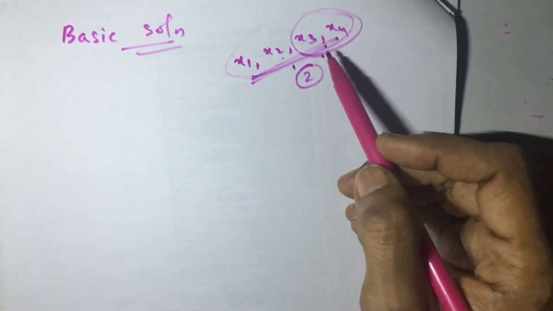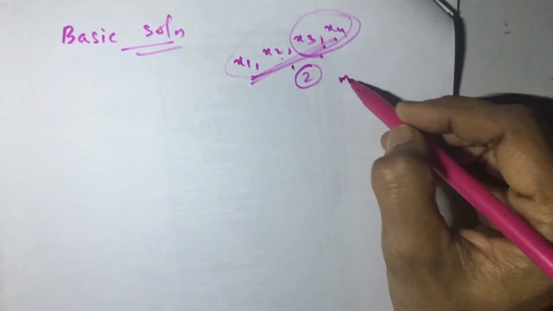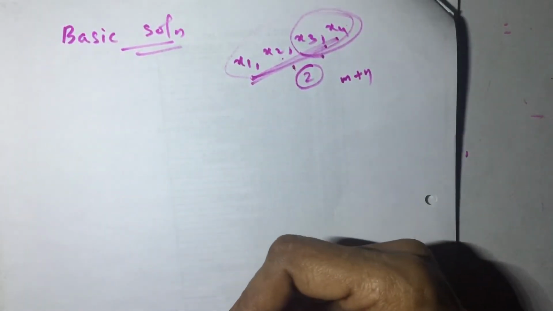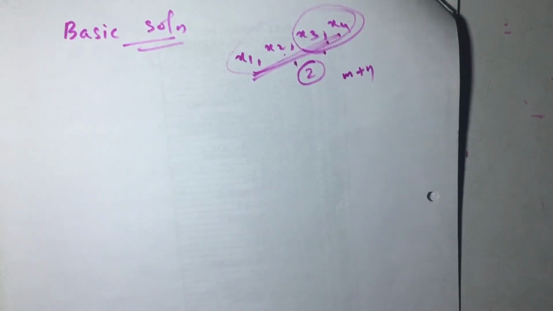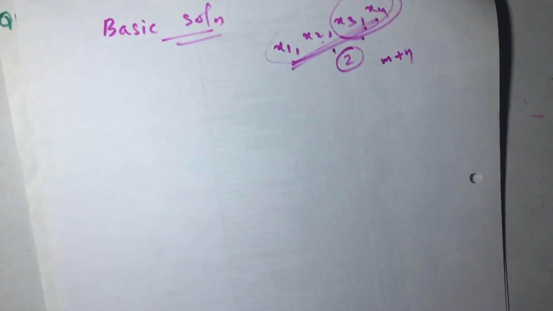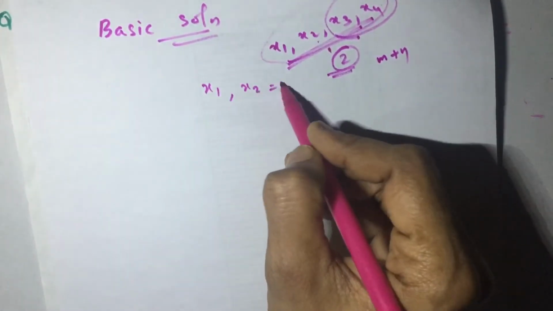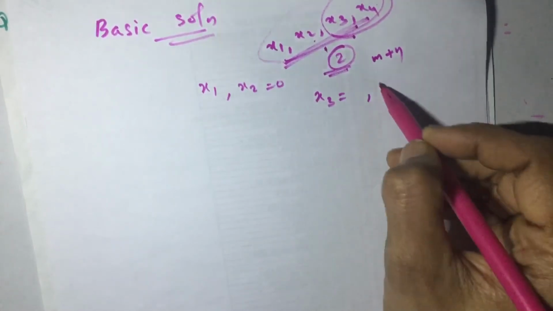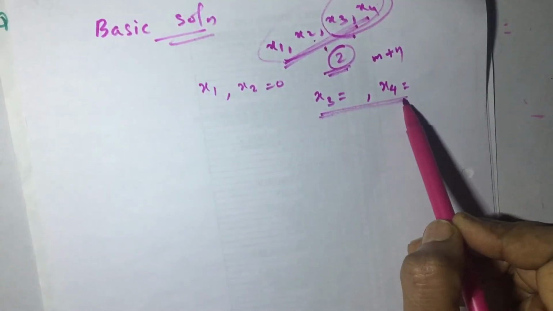A solution obtained by setting any n variables out of m plus n variables equal to 0 and solving for the remaining variables, you call it a basic solution. Suppose x1, x2, x3, x4 are there and you are given 2 equations only. I am keeping x1, x2 equal to 0. Then I will get the solution for x3 and x4. That is called the basic solution.